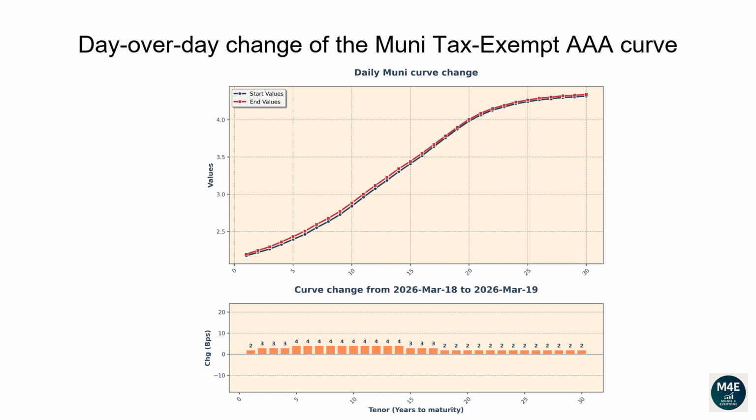The 5-year tenor changed 4 basis points. The 10-year tenor changed 4 basis points. The 20-year tenor changed 2 basis points. The 30-year tenor changed 2 basis points.